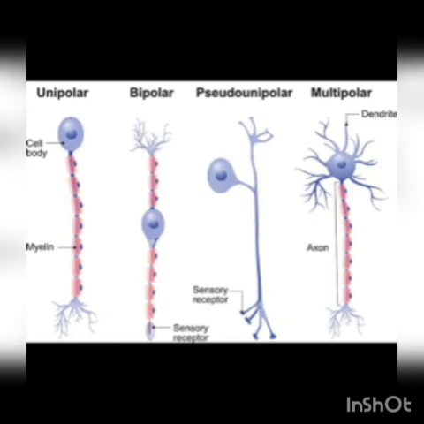Then the bipolar neuron has the dendrons as well as the axon. The soma or cyton is present at the center, and from both sides there is a process, so it is known as bipolar. These neurons are spindle shaped and they possess the axon at one end and the dendrons at the other end.